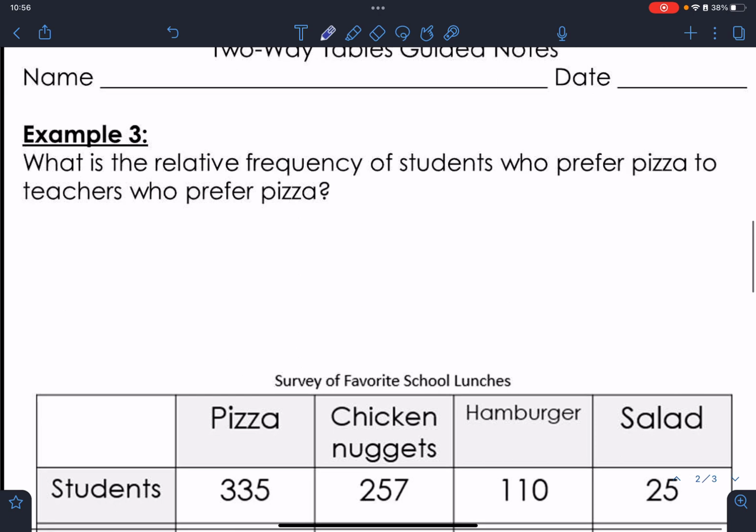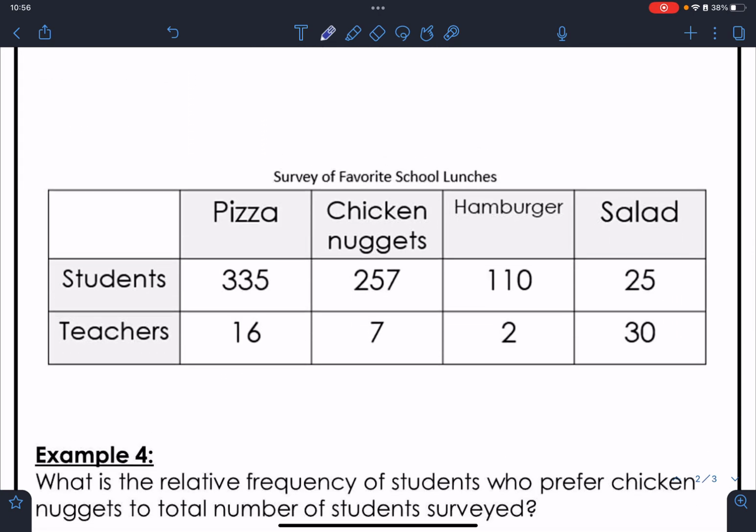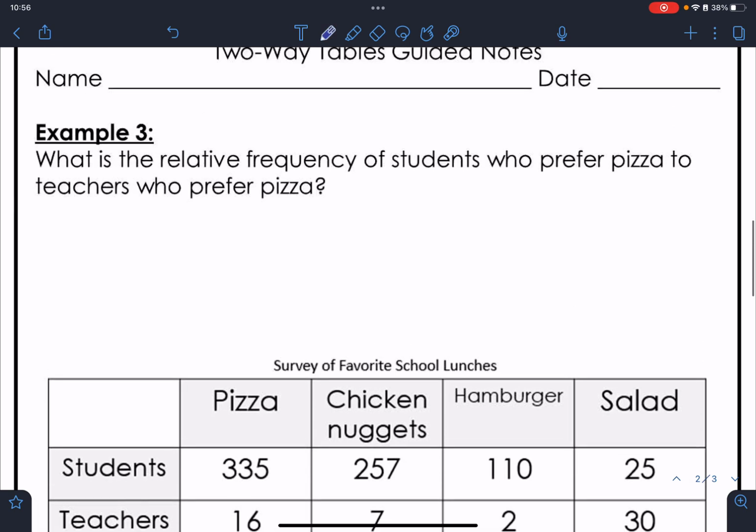Let's look at the next one. Let's just take a look at this table first before we look at the questions. We're comparing students and teachers, but we're also comparing what their favorite school lunch is, and we have 4 options for school lunch. Do I have any totals here, though? No. So if we're asked to find a total, you will have to add that up, which is why we're going to do a lot of adding in our calculators today.